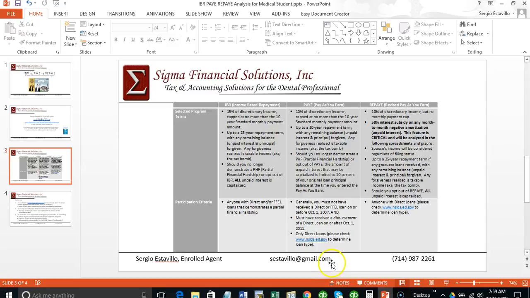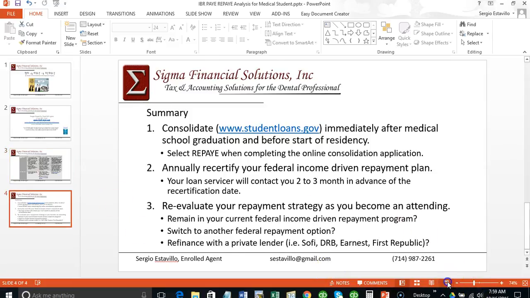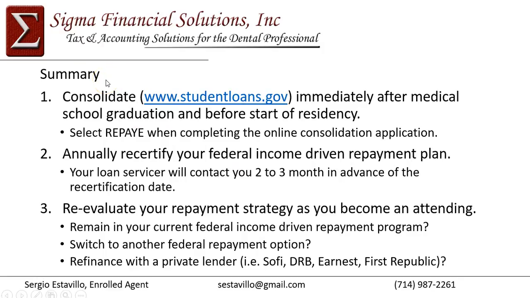Just to provide a summary, I would suggest that you consolidate through the federal government at studentloans.gov immediately after completing your medical school and before you start your residency. During the consolidation process, you'll be able to select REPAYE, and also you'll be able to waive your grace period. The reason you want to waive your grace period is to enter REPAYE as soon as possible. Again, as a graduate student, most of your loans are unsubsidized, and during periods of non-payment, you're accruing interest. So you want to be able to enter REPAYE as soon as possible to get that 50% interest subsidy.